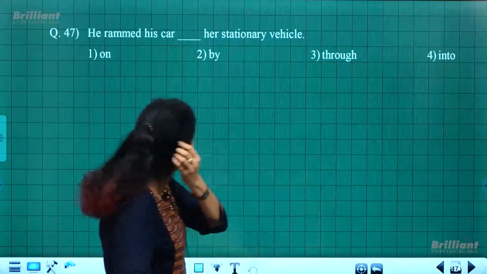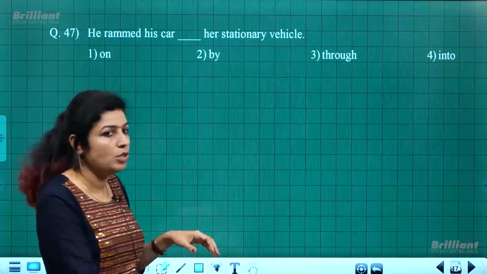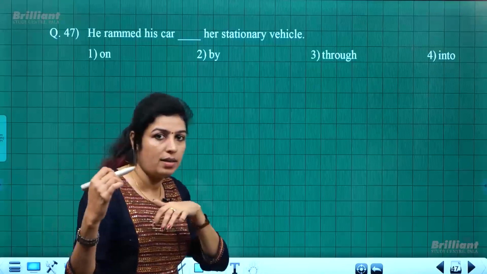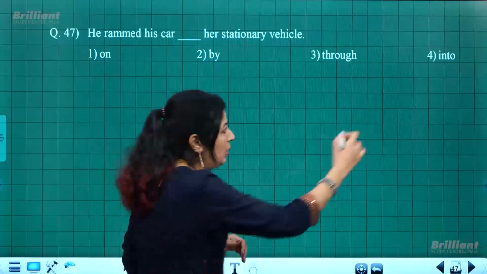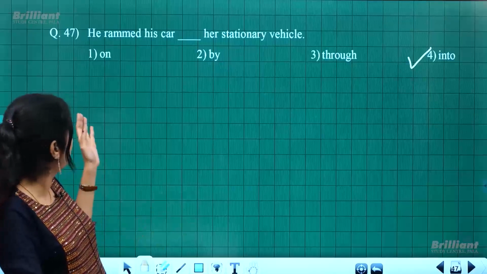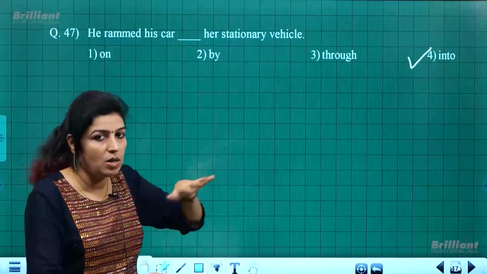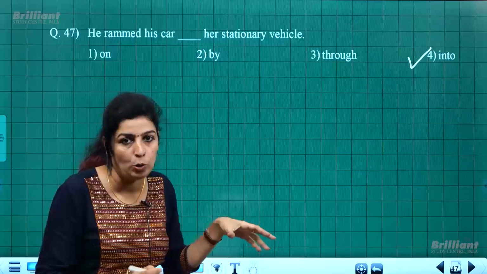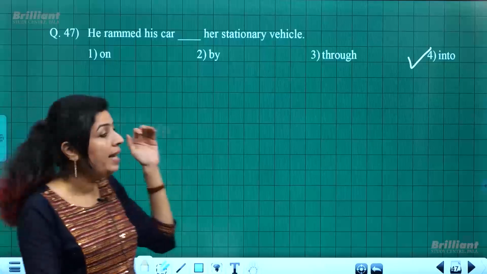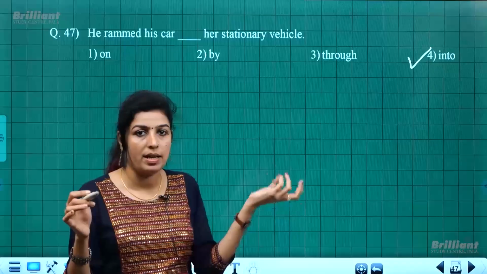Okay. Next is, he rammed his car, dash her stationary vehicle. Of course, you collide and you rush into something. Your vehicle gets clashed into something. So that into is given as one of the options, so you don't have to think much about other options. Or else if you want, you can try others as well. He rammed his car on her stationary. On means something on surface level, not into or deep into. Then by her stationary vehicle is not possible. Through her stationary vehicle also is not possible, but into. So when you have a vehicle collided with another one, it's almost like rushing into. Okay.